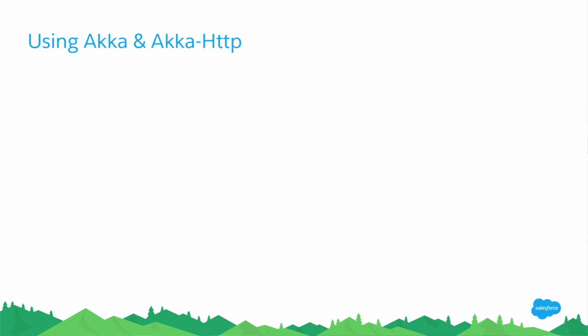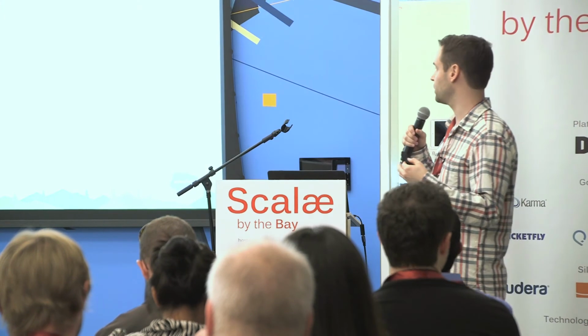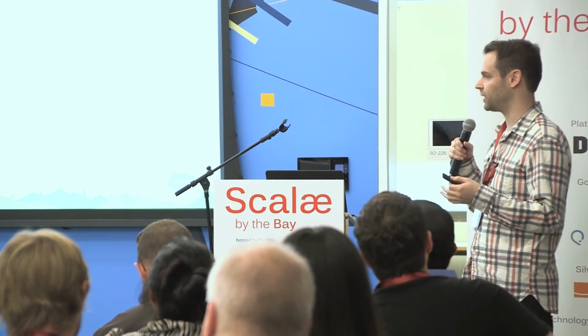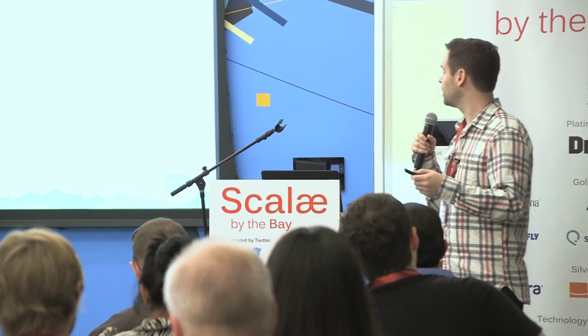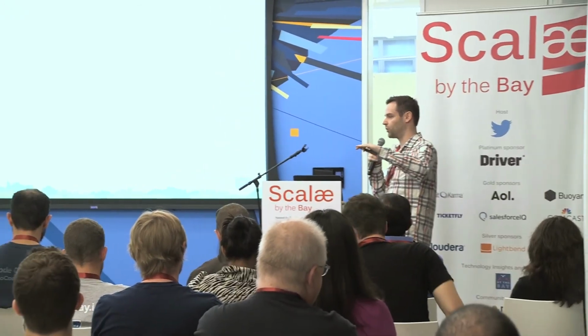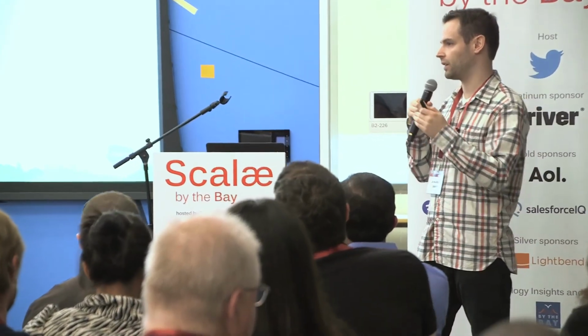Now I'll share what we learned while using Akka and Akka-http. Using Akka and the actor model for ETL was very, very nice because all our actors are lightweight, and they're very good for infrequent activities such as polling for the status of a Spark job. So what they do is they wake up and query the EMR server, and if the Spark job is not completed, they go back to sleep, and we don't have any thread utilization at all.